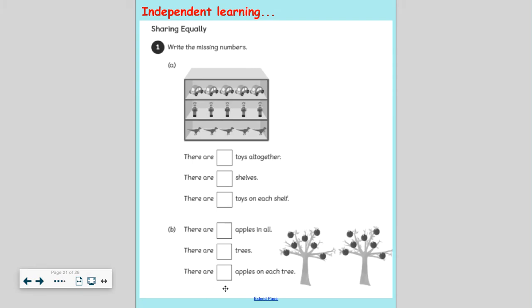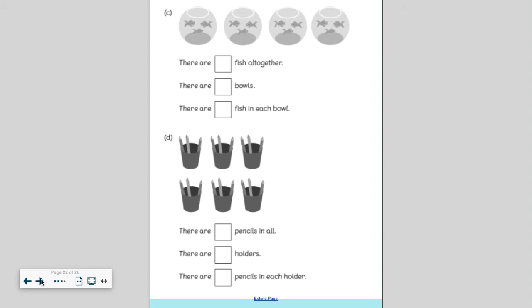You need to fill in the boxes with the missing numbers for each of the questions. You can use the pictures to help you. How many apples are there altogether? How many trees are there? How many apples are in each tree? And you're doing the same on this page, looking at the fish in the bowls and the pencils in their pots. You'll see the total has been shared into equal groups.